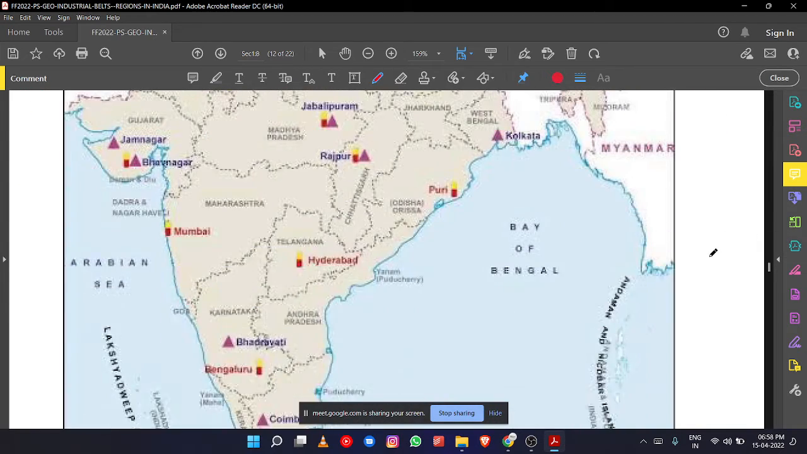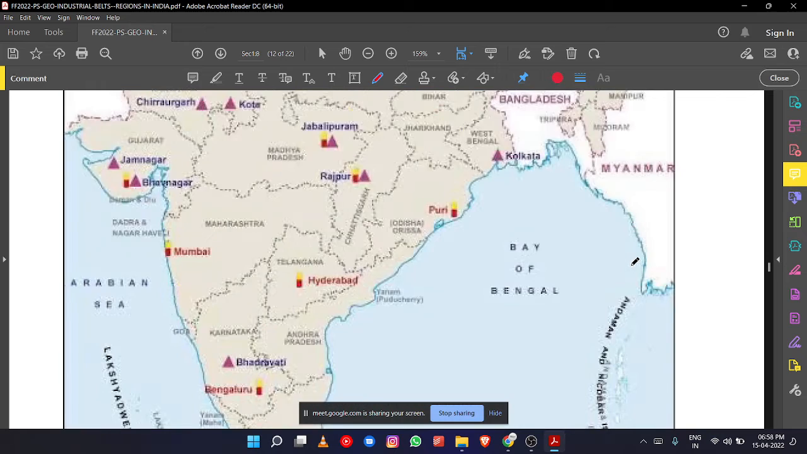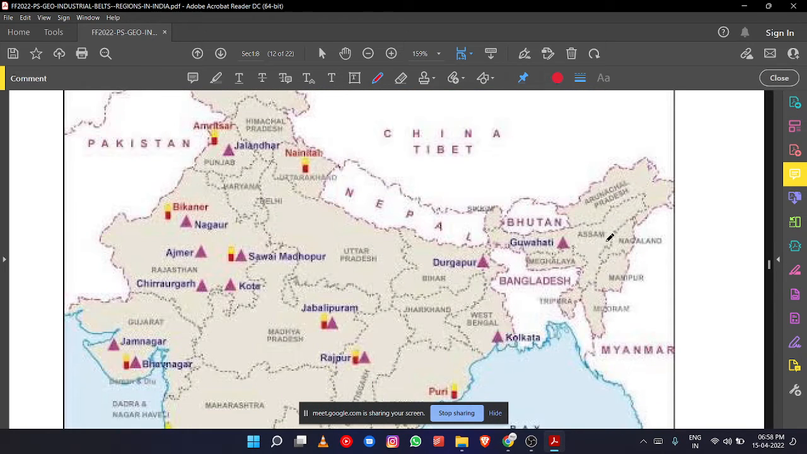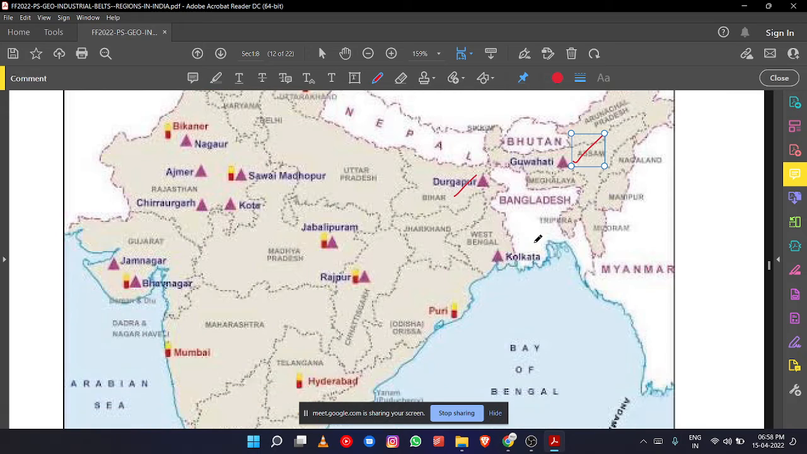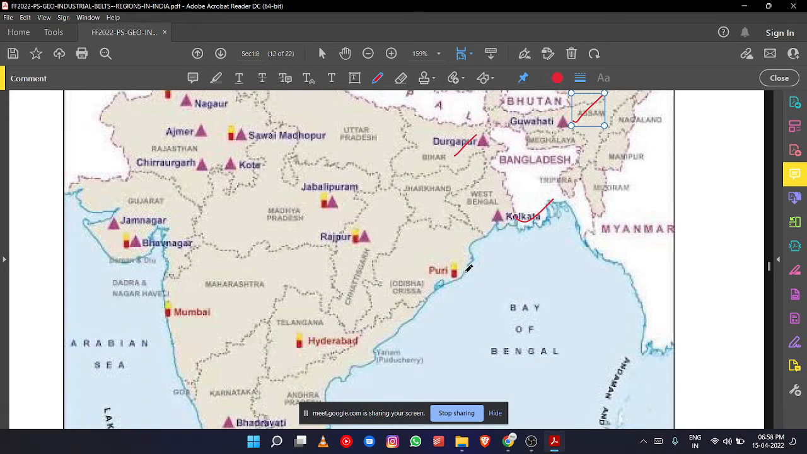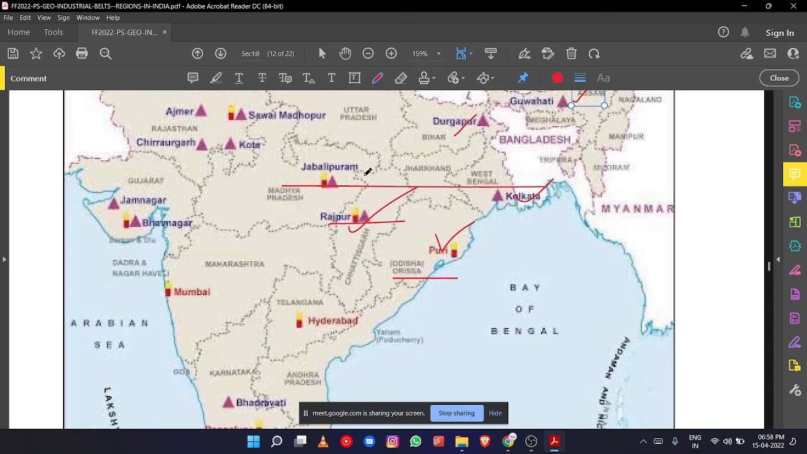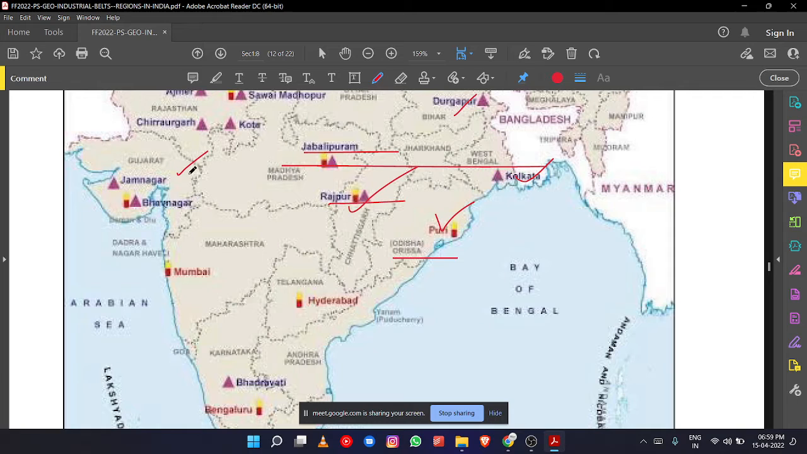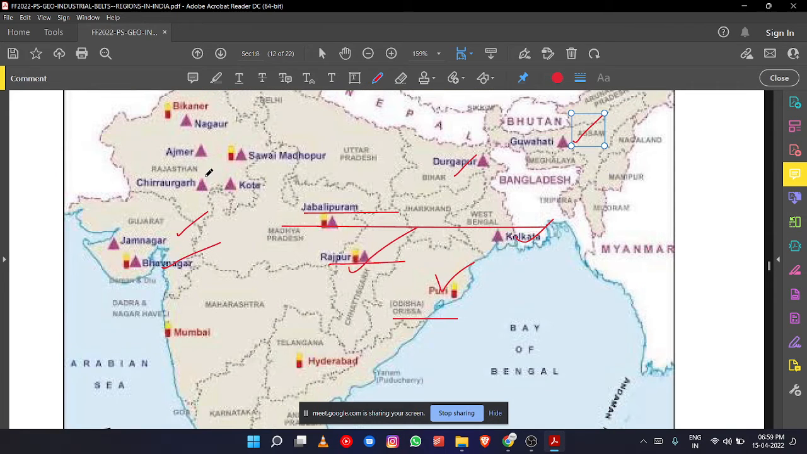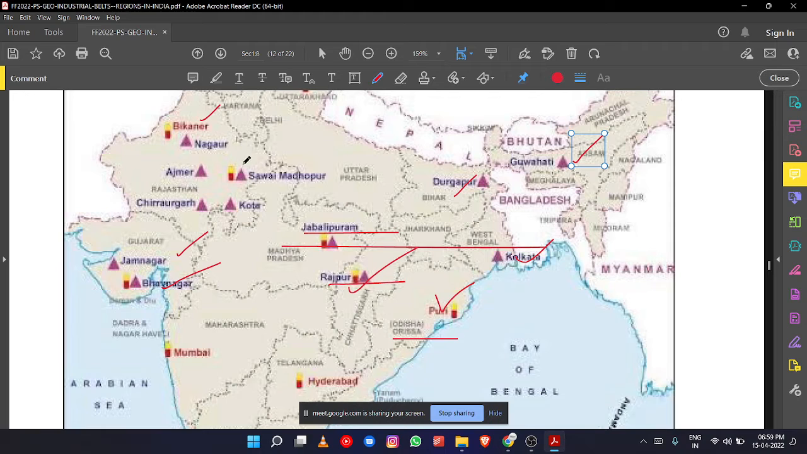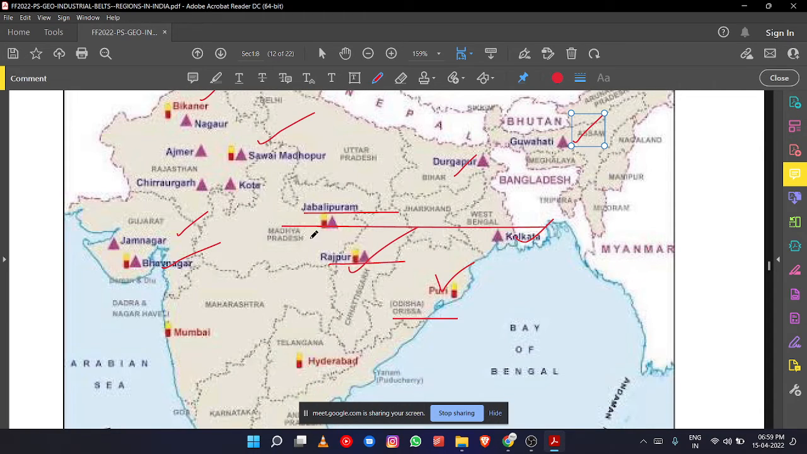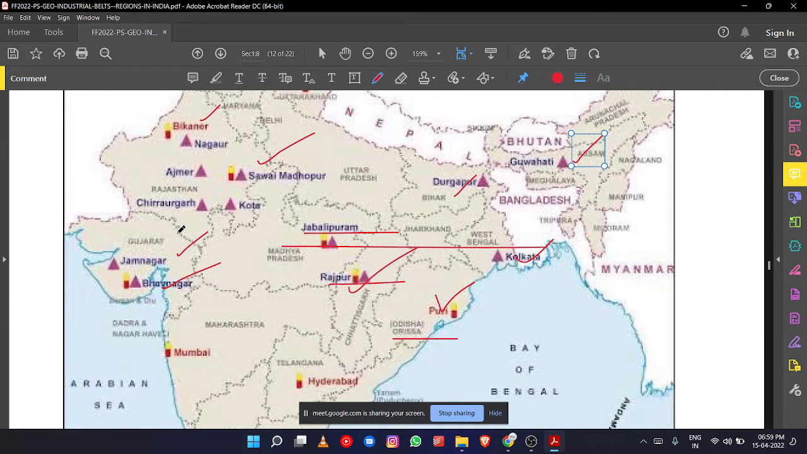So the location of chemical industries, if you can see, in Assam, Guwahati area, we have Durgapur area, West Bengal, Calcutta. So this Puri area in Odisha, Raipur area, and Jabalpur area in Madhya Pradesh is there. Okay, Jamnagar and Bhavnagar areas in Gujarat, and then Bikaner in Rajasthan.